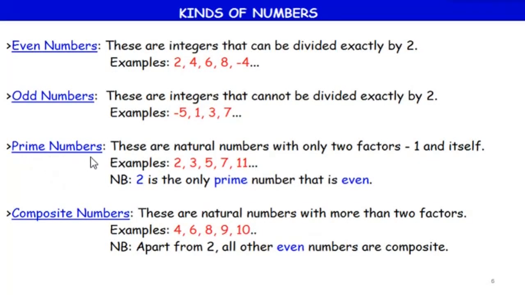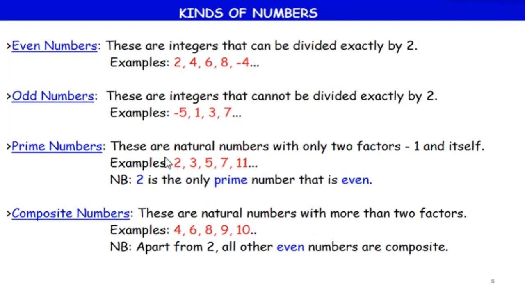So we have prime numbers. Now these are natural numbers which have only 2 factors, and the 2 factors are 1 and the number itself. Right, so the 2 factors that divide the number are just 1 and the number itself. We have examples here: 2, 3, 5, 7, 11. We can talk of 13, 17, and the list goes on and on.